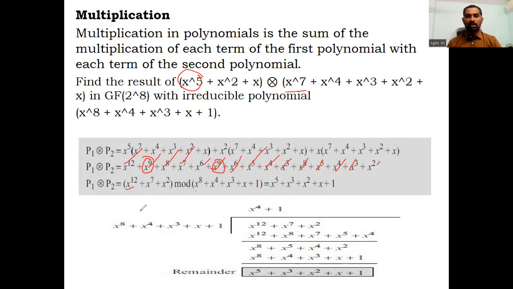So if you do the division, that is the modulus operation, of x power 12 plus x power 7 plus x squared with respect to this irreducible polynomial, x power 8 plus x power 4 plus x cube plus x plus 1, then we get the output as x power 5 plus x cube plus x squared plus x plus 1. This is within the range of the given polynomial. This is how the multiplication operation is done with respect to the polynomials, and this is how the division is done.